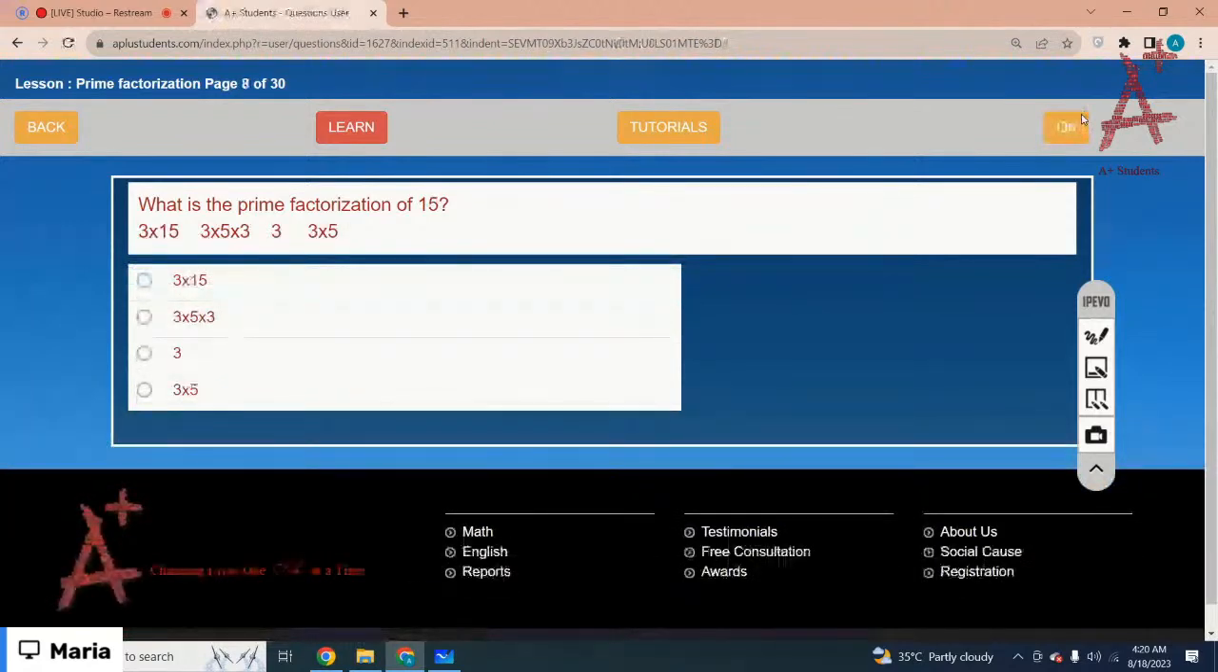What is the prime factorization of 15? Which is the correct option? Prime factorization of 15 is 3 times 5. The correct option is 3 times 5.